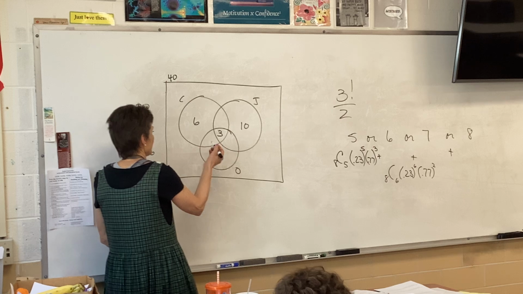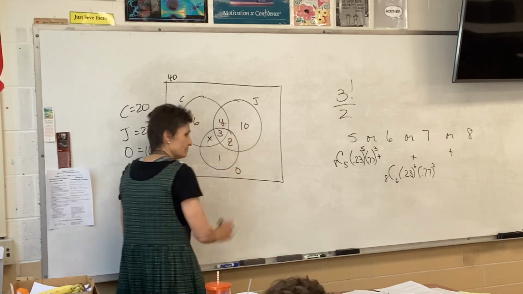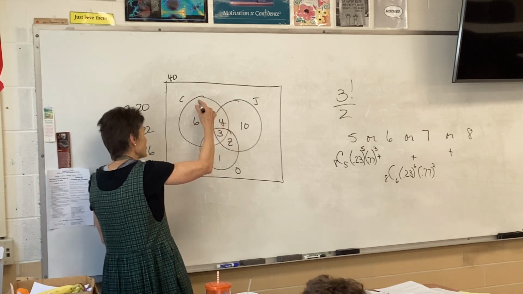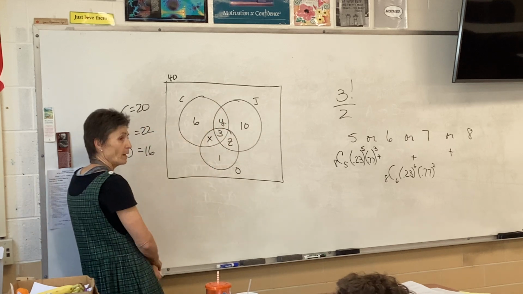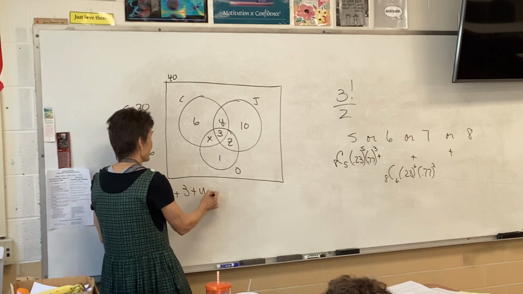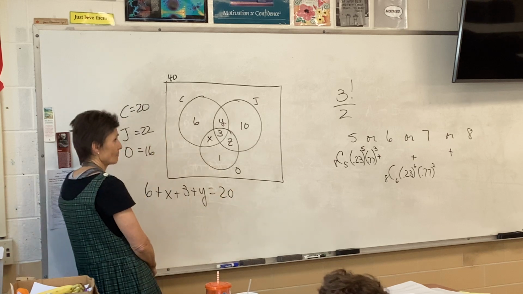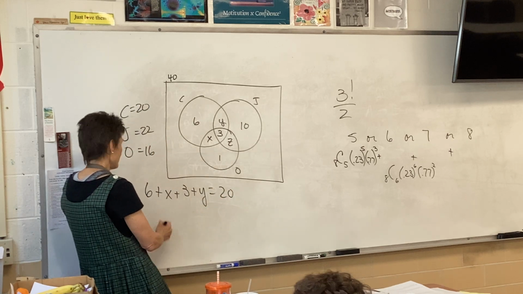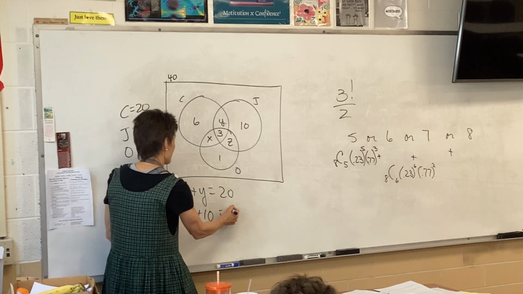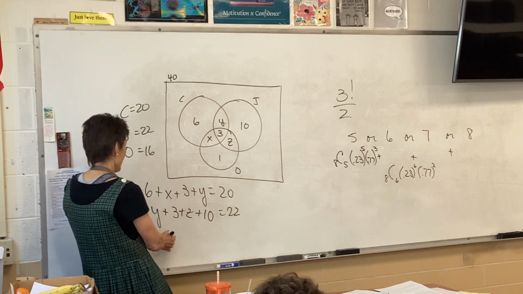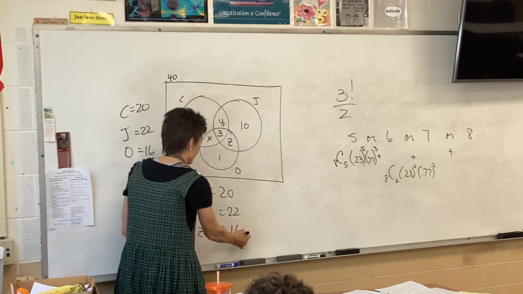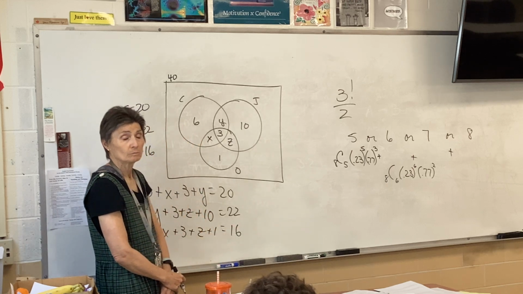So, I don't know what these 3 sections are. But I do know that the whole C ball adds up to 20. So 6 plus X plus 3 plus Y is 20. And Y plus 3 plus Z plus 10 is 22. And X plus 3 plus Z plus 1 is 16. So that I do know.